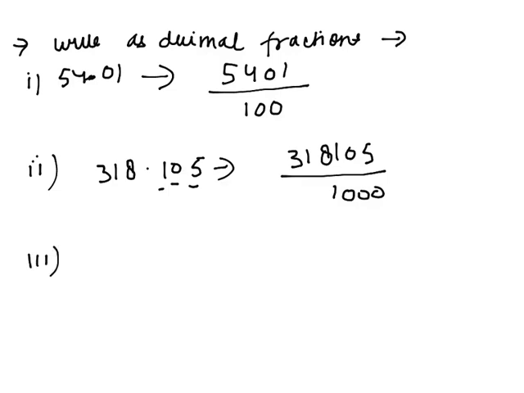Third part we have 0.03. So how can we write it as 3? As we have nothing before the decimal point, it means 0 before the decimal point. So we can write it as 3 divided by, since the decimal point is at 2 places, 1 and 2, we will write it as 100. 3 by 100.